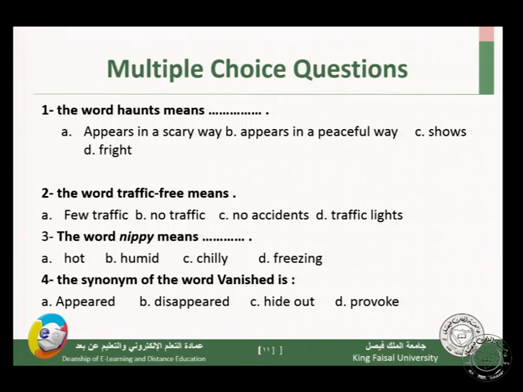Number 4, the synonym of the word vanished. The synonym of the word vanish is A, appeared, B, disappeared, C, hide out, D, provoke. Appeared means show off, disappeared means it's lost, you cannot find it, it's not here anymore. Hide out means when you hide out, تتخبى. Provoke, when you make something up. So the right answer is disappeared.